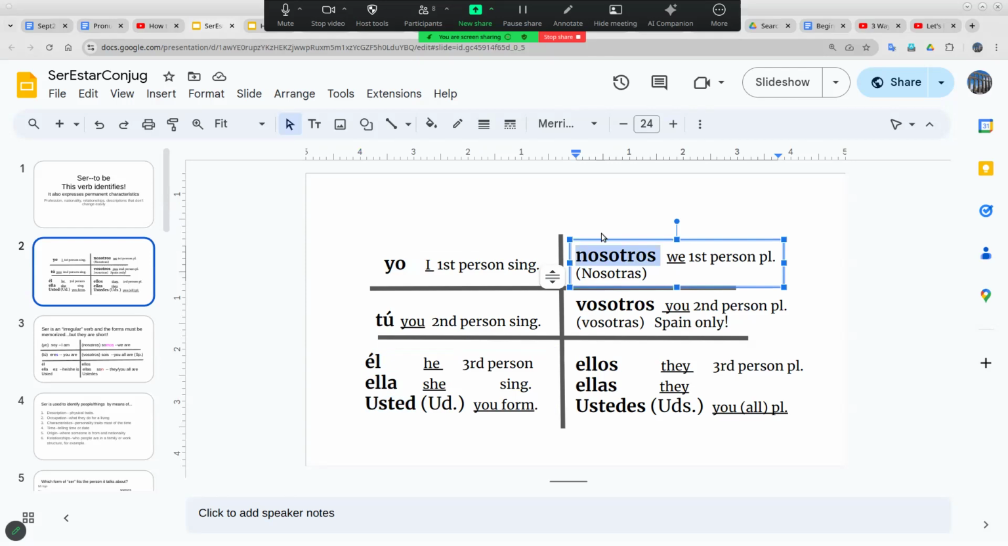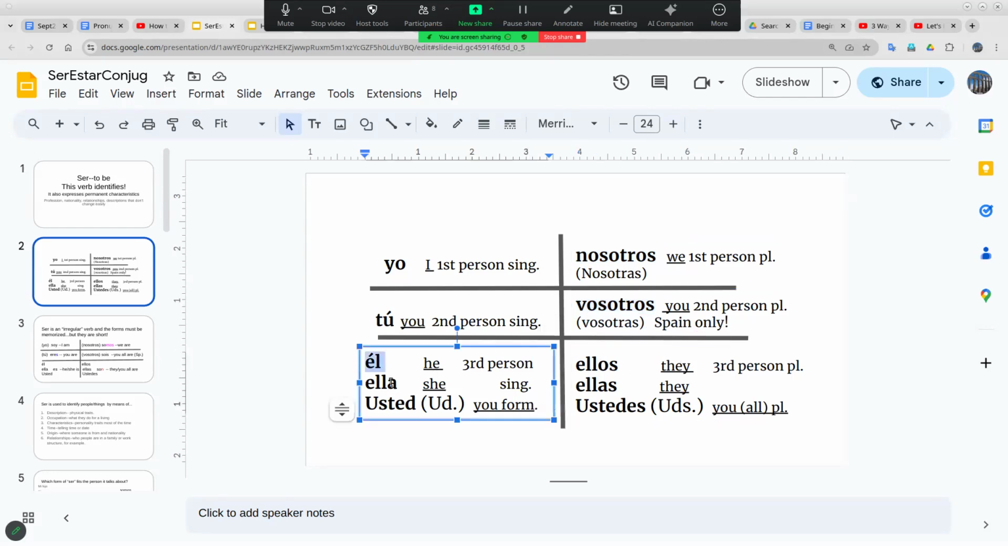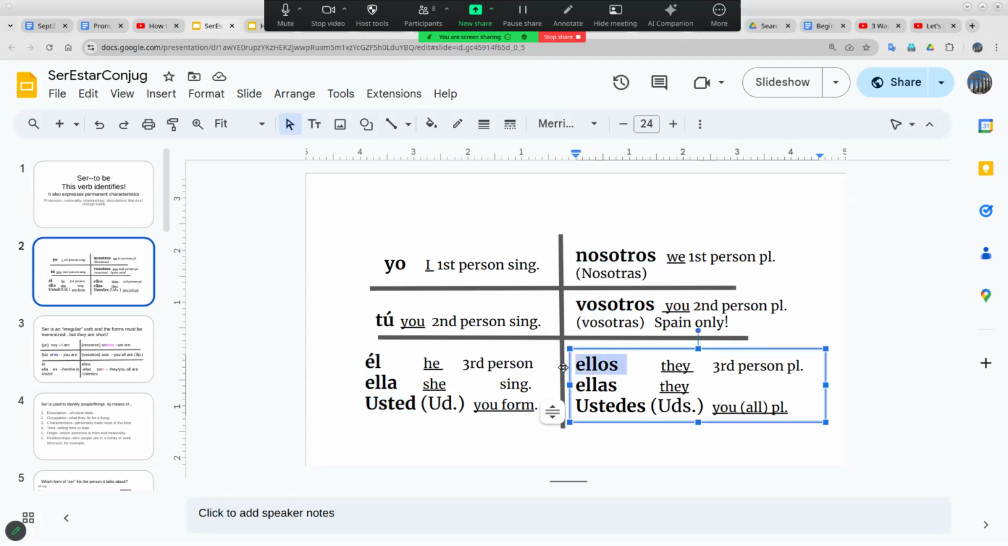Nosotros means it's me, but I have people along with me. Therefore, we. It's not just myself I'm talking about, but me and my family, my friends, whoever I'm with, right? The idea of we. Vosotros is the plural of tú, but only used in Spain, so we're going to skip that over. That does get different verb forms. And then same thing as él, same thing as ella, same thing as usted, but plural becomes pronouns like these.